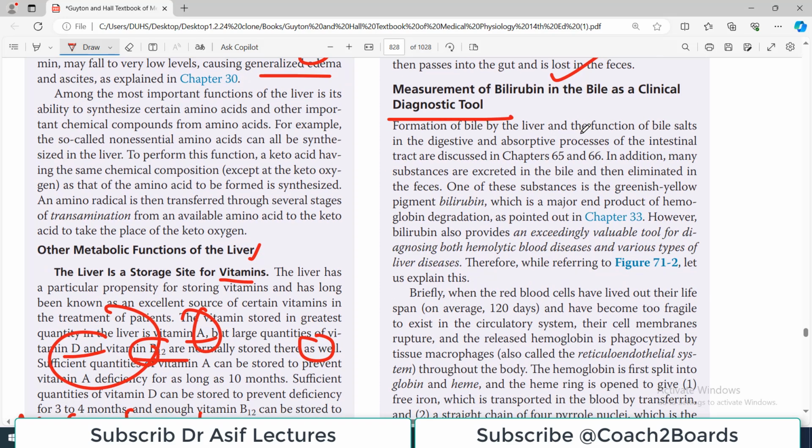Formation of bile by the liver and the function of bile salts in the digestive and absorptive capacity have long been utilized in diagnostic procedures. In addition, many substances are excreted in the bile. One of these substances is the greenish yellow pigment bilirubin.